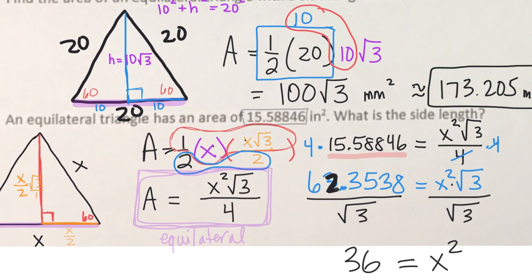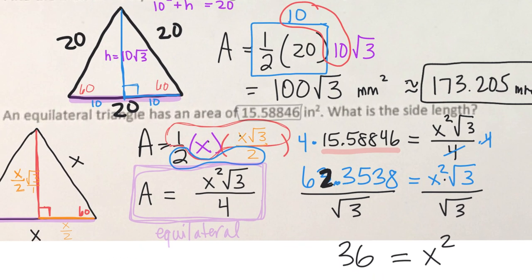Exactly 36. So now my final step is to take the square root of both sides, because you don't ever want to square root something other than just x. And I have a side length of 6 inches. Okay, 6 inches is my side length.